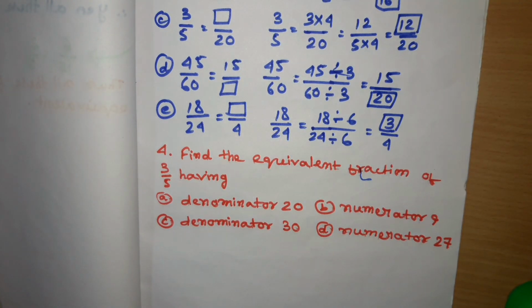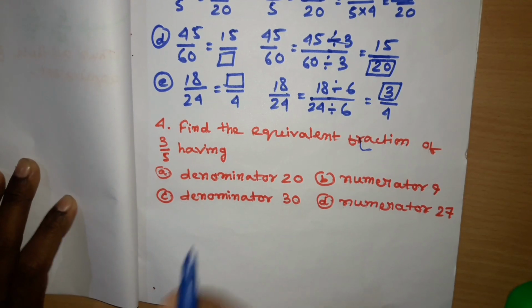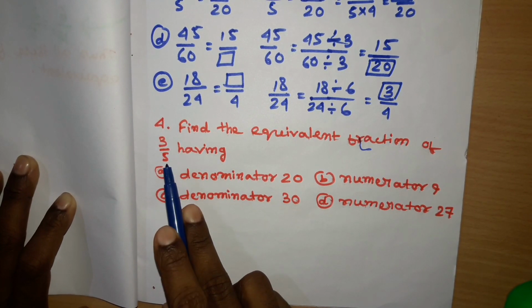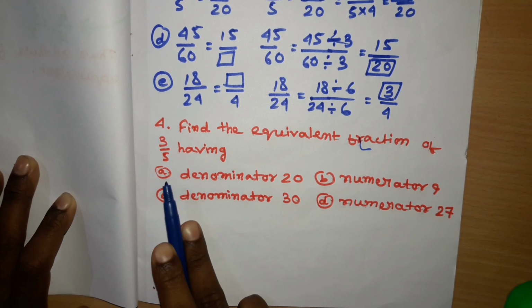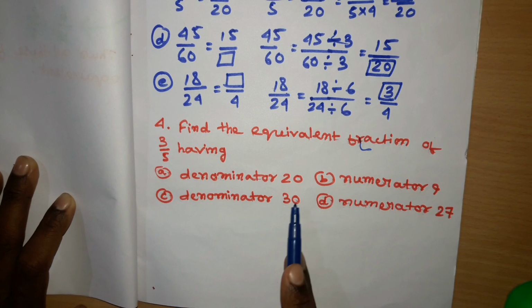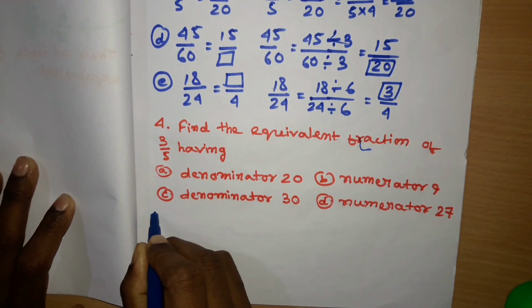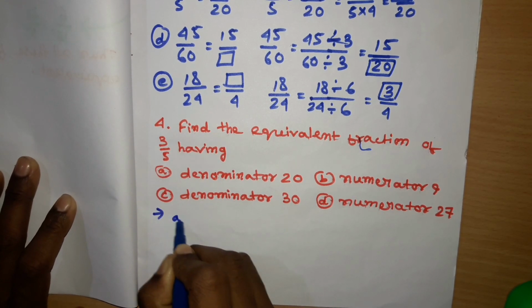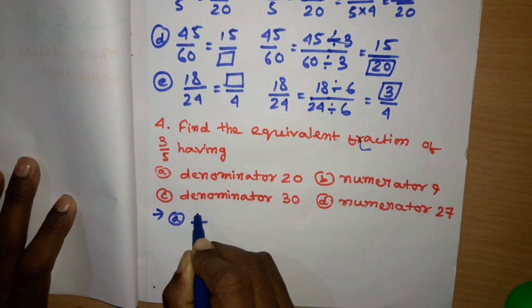In the next question, what we'll do? Find the equivalent fraction of 3 by 5 having number A, denominator 20, number B, numerator 9, number C, denominator 30, and number D, numerator 27. So we are solving number A, 3 by 5.